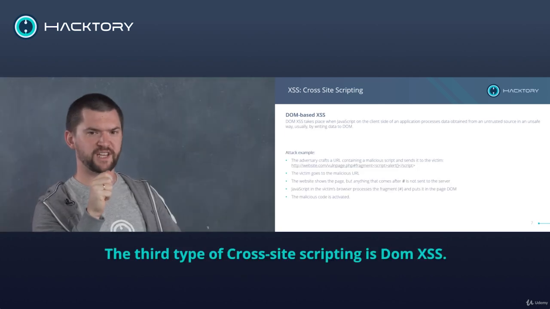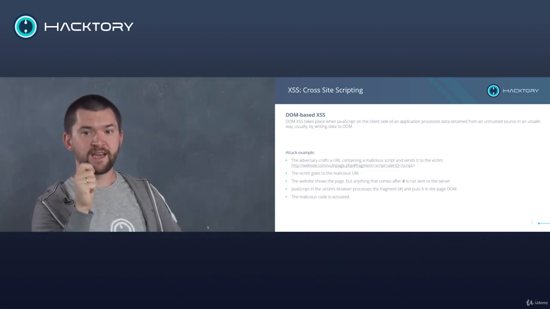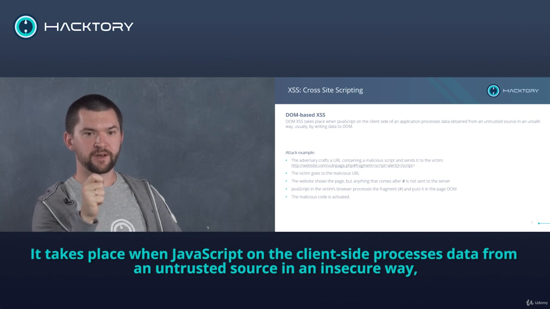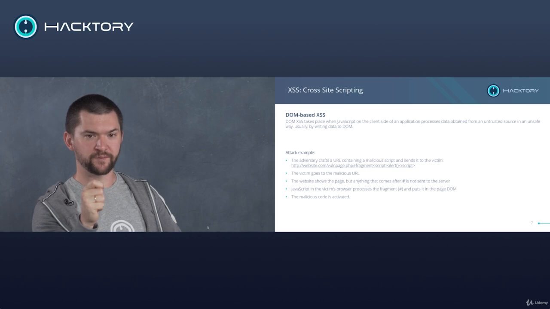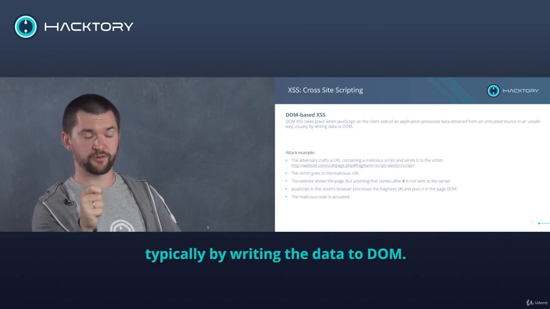The third type of cross-site scripting is DOM-XSS. It takes place when JavaScript on the client side processes data from an untrusted source in an insecure way, typically by writing the data to the DOM tree.